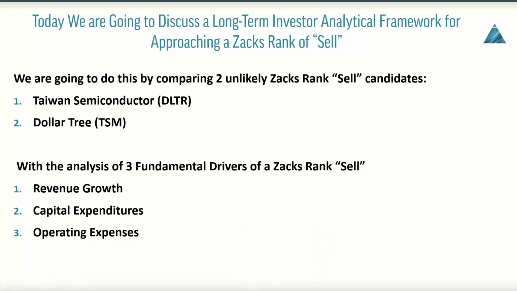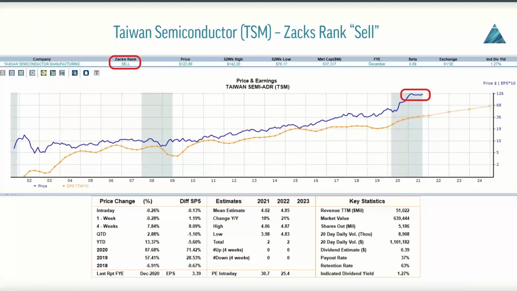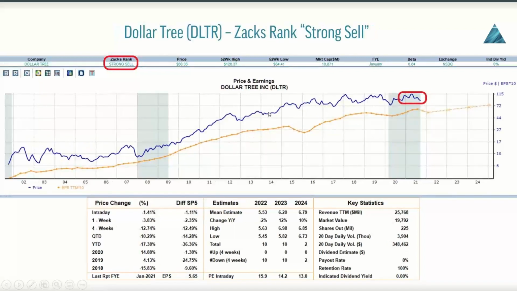And we're going to do this with the analysis of 3 fundamental drivers of a Zacks rank sell. It's these 3 fundamental drivers that are the analytical framework, and I'll be sure to explain this as we move through the process. Okay, so let's have some fun. Taiwan Semiconductor, everybody's seen this chart before. I just wanted to illustrate the Zacks rank sell, the fact that this thing has been sitting flat for literally almost 9 months. And this is the price and earnings chart out of the Zacks Research System.